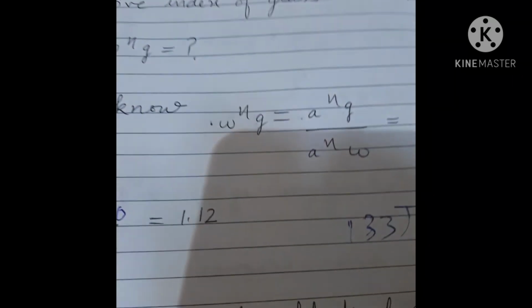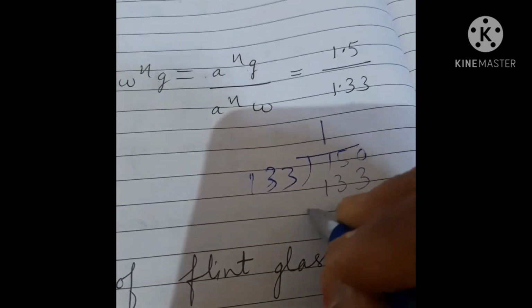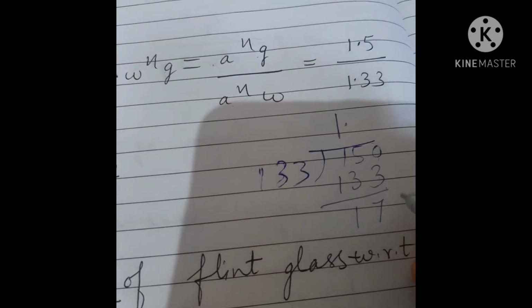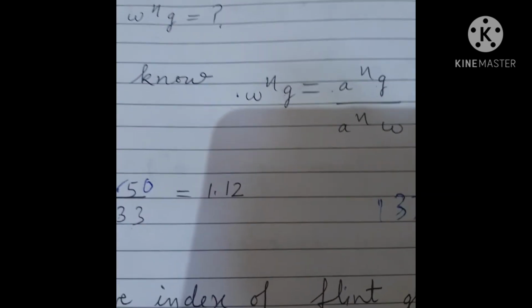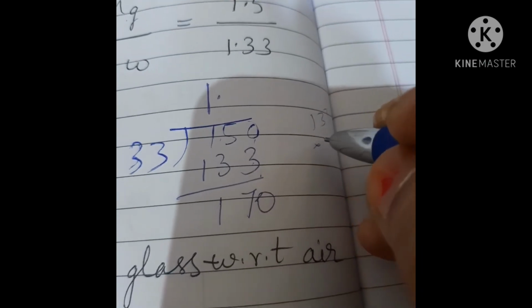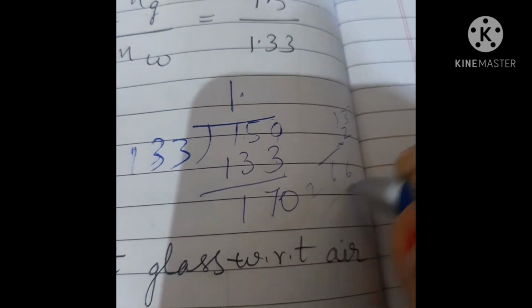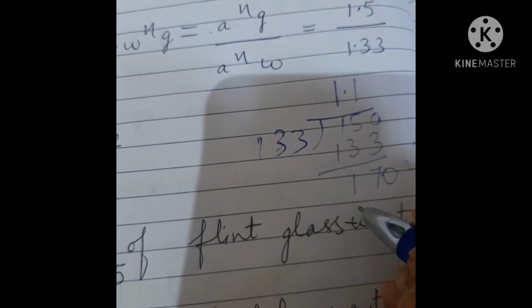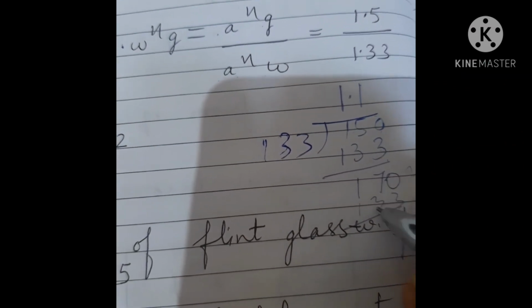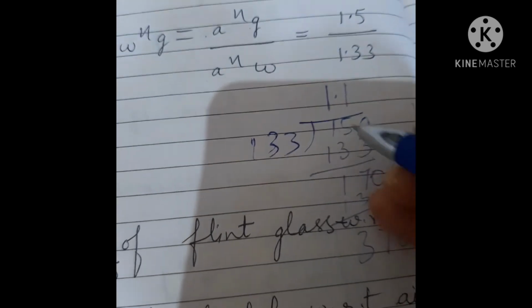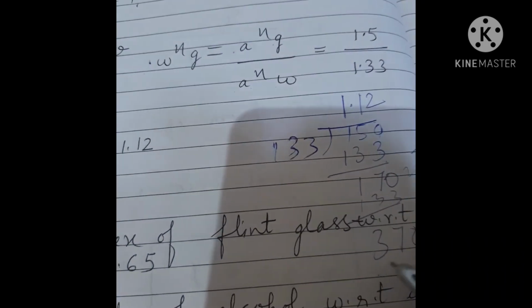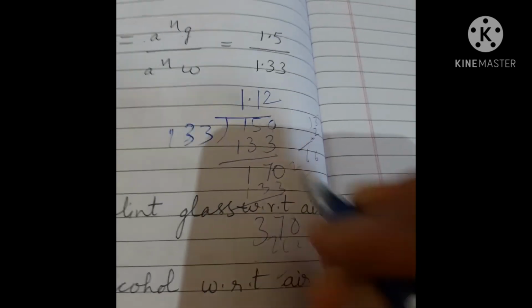133 goes 1 time. Then 150 minus 133 is 17. Bring down the 0. 133 goes 1 time again. Then 10 minus 3 is 7, and 6 minus 3 is 3. Then you will get 266, approx 1.12.